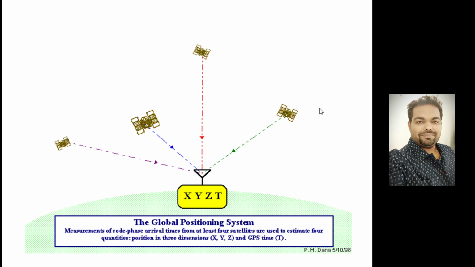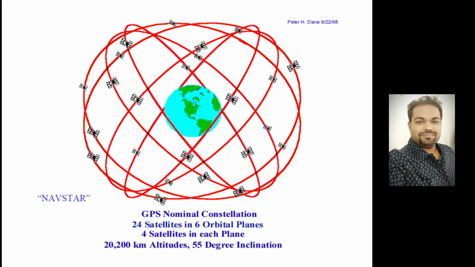So these are the four different satellites which will give signals to a single receiver here, and the receiver will find out the dimension, meaning position and time. And this is the constellation of 24 satellites, right? They are kept in this way, right?